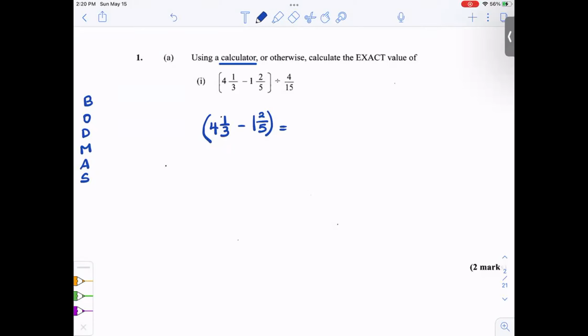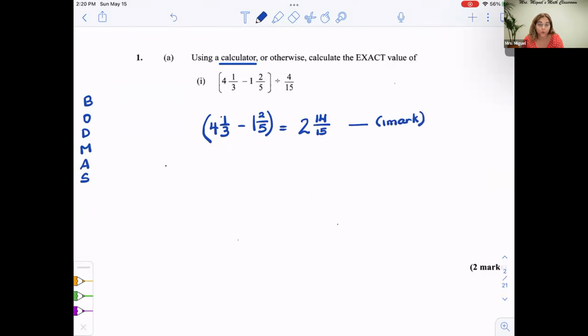All right, here I have 2 and 14/15. Could anybody confirm that? Yeah, miss. Yes, miss. Right, so we are already on our way. We have scored our first mark in the exam. We are going to do the second part, 2 and 14/15 divided by 4/15. So go ahead.